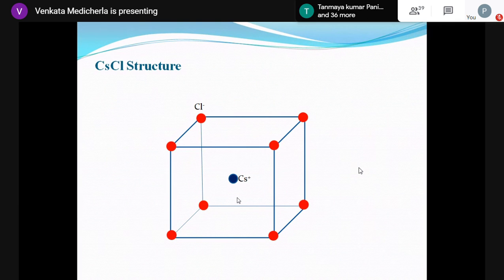This is somewhat simpler. If you look at the effective number of cesium, there is only one. Chlorine has one. So one cesium chloride molecule is present in this cell. Okay, I think that is fine.